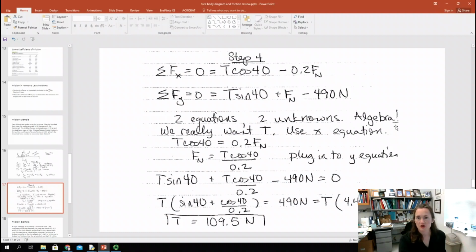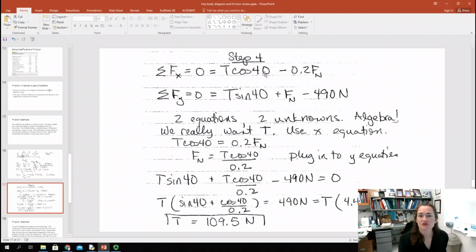Great. So now here we are with our algebra. We really want the tension. That's what we really want out of all this. We know that we really want the tension because it says what's the threshold force needed to overcome static friction. That threshold force would be how hard do you have to pull. So since we really want the tension, we're going to use the x equation. We're going to solve for that first.